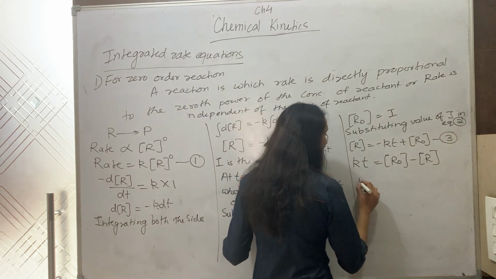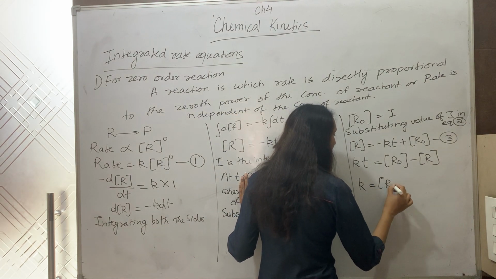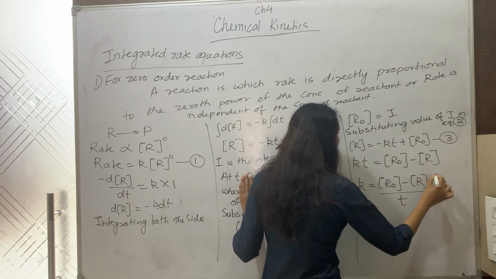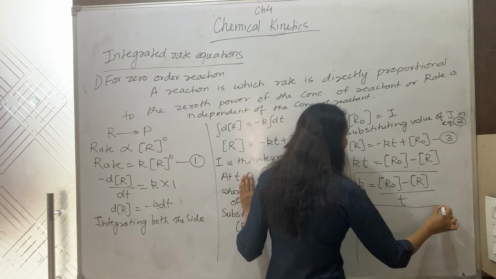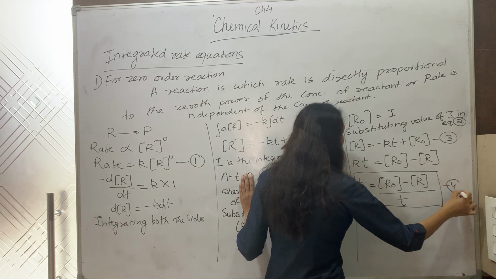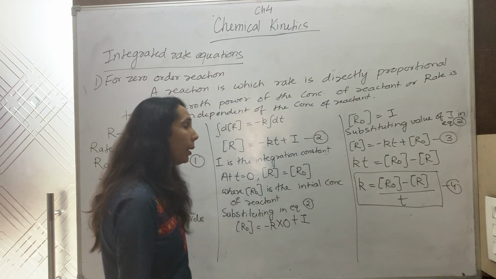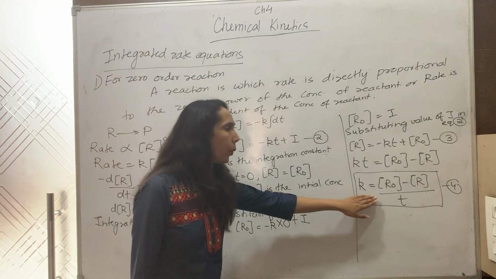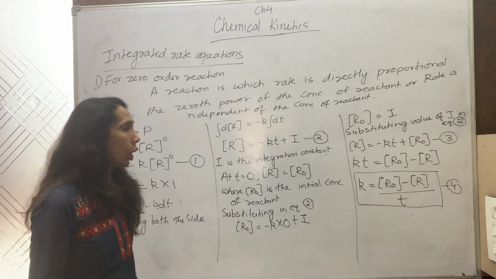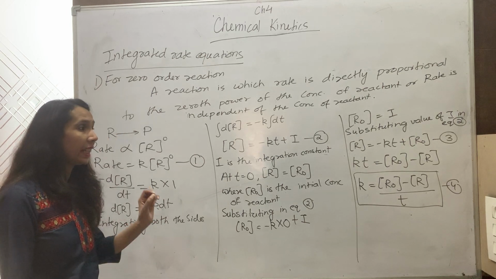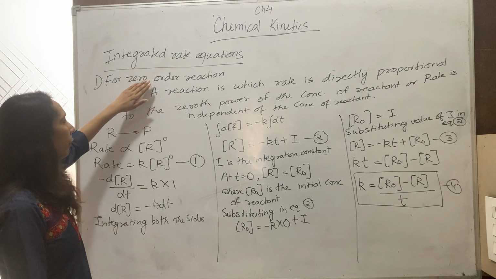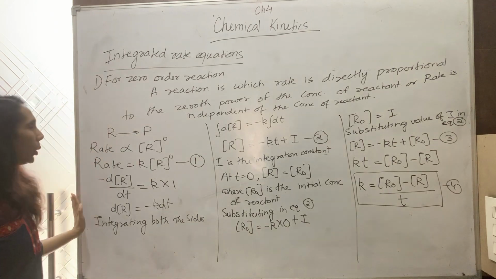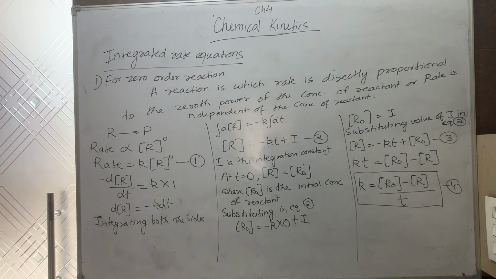So the rate constant k is equal to R naught minus R upon t. This is your differential rate equation. Equation number 4. Sorry, not the differential but the integrated rate equation. So this equation 4 is the integrated rate equation for the zero order reaction. So this is the derivation.